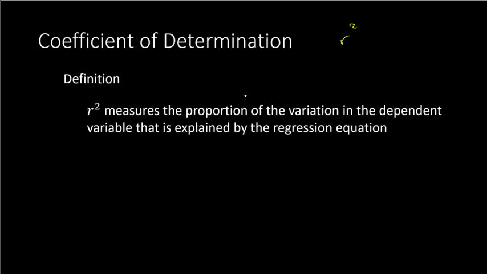And then if you take that correlation coefficient of r and you square it, that is what we call the coefficient of determination. And what this is, r squared measures the proportion of the variation in the dependent variable that is explained by the regression equation. So what does that mean and what does that look like?